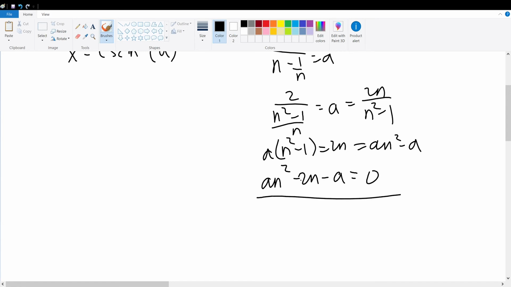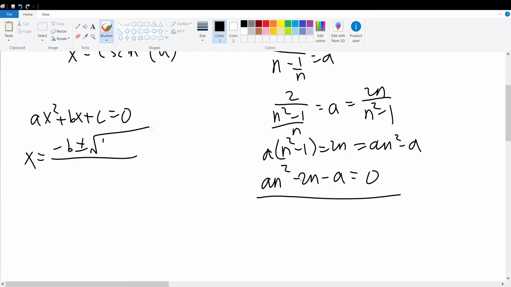Notice how this an squared minus 2n minus a is written in the form of a quadratic equation, which is written in the form of ax squared plus bx plus c is equal to 0. With the quadratic equation comes the quadratic formula, which states we can find the variable x through negative b plus minus the square root of b squared minus 4ac divided by 2a. With this in mind, we can relate it to our quadratic an squared minus 2n minus a equal to 0. A common misconception is the question of why is an squared minus 2n minus a written in the form of a quadratic equation?